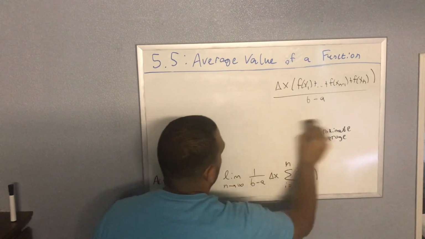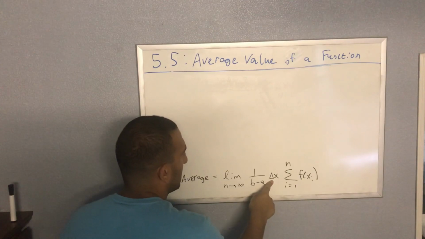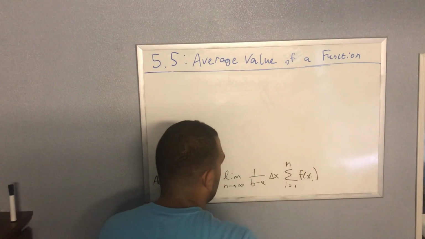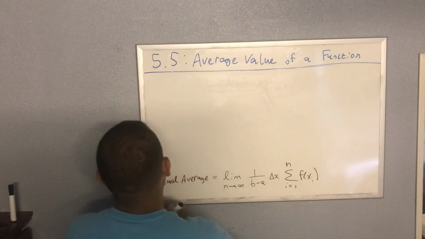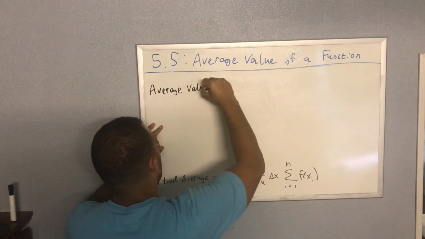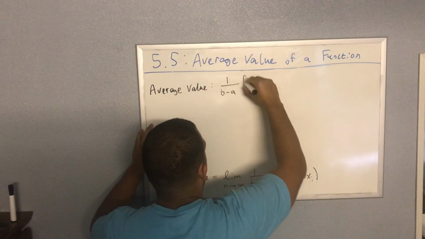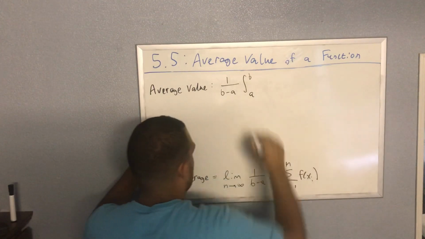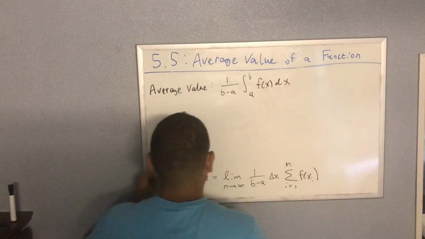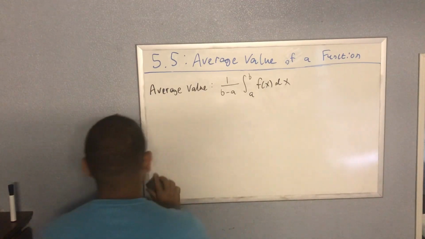But what we talked about is when you do this, remember that this delta x turns into a dx, and you replace this sigma symbol with the squiggly integral symbol. So the average value of a function, the formula is, the true average value is going to be 1 over b minus a, the integral from a to b, because that's the domain we're looking at, of f of x dx. So this is how we reason having the formula for the average value.